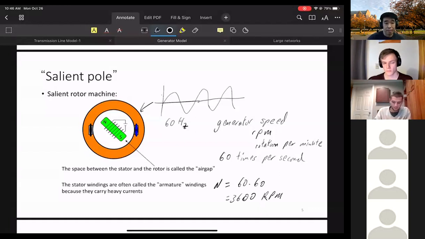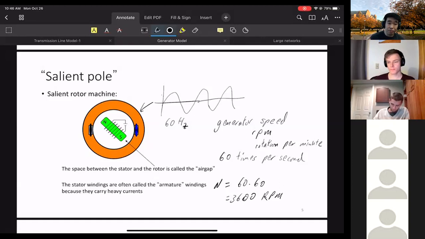This actually says that if you take a generator from the US to Europe, it wouldn't work, because they have a 50 hertz frequency grid. Our generators are designed to turn very efficiently at 60 hertz or some multiple of 60 hertz.